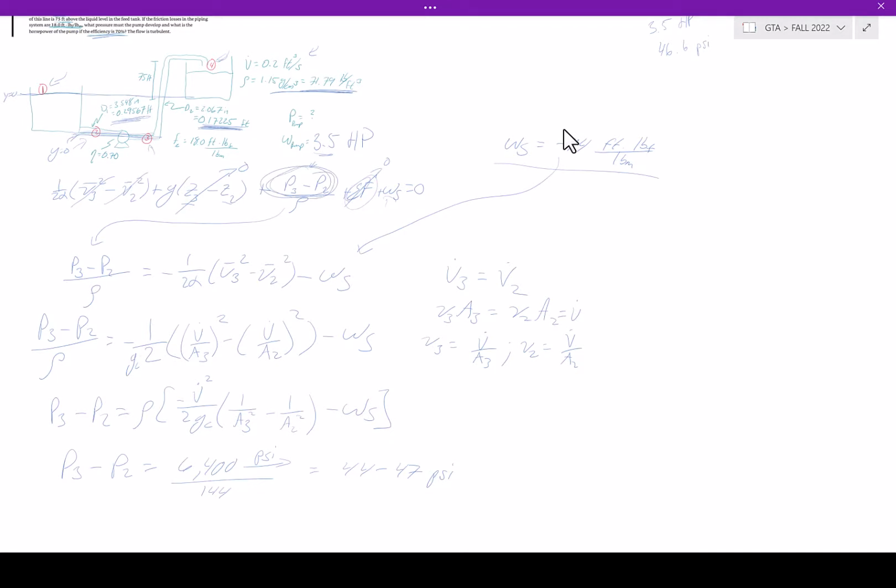Also, just know that you can apply the Bernoulli, or this mechanical energy balance equation, from one step to another. If you wanted to do point 1 to point 3, point 2 to point 4, you can do that.